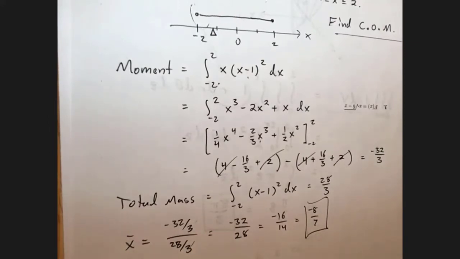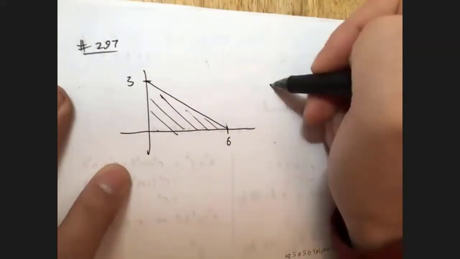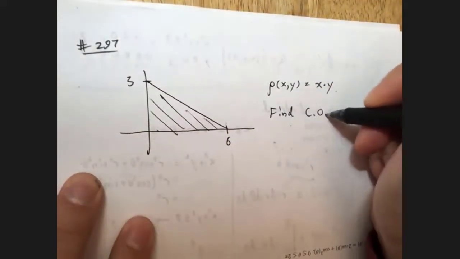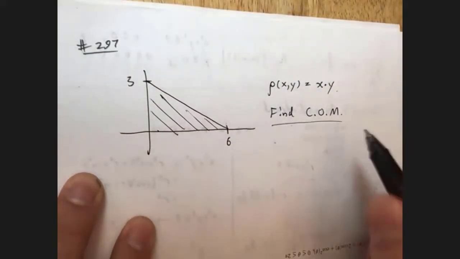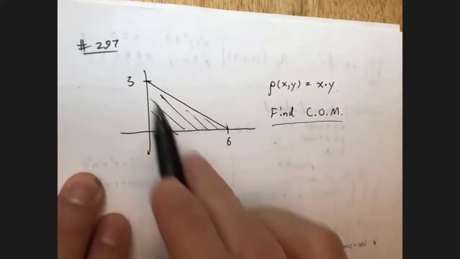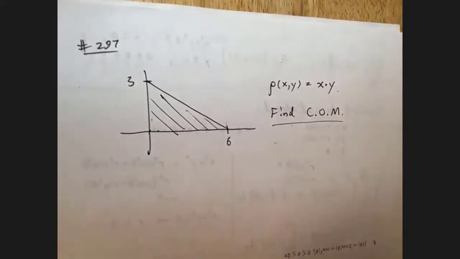We could also find center of mass for a plate, a two-dimensional region. Okay, so for instance, what we have here is a triangular shaped flat surface, and I want to know, where do I put my finger underneath this thing to balance it on my finger so that it stays perfectly balanced? Where's that center of mass?